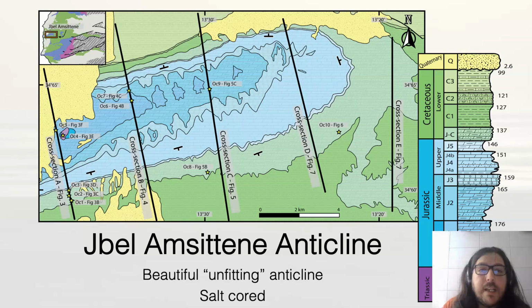A level to notice is the JC level. This is the first green level that we have in the map, this unit over here, which marks the transition between the uppermost Jurassic and the lowermost Cretaceous periods. And what I will show from now on is a standard structural field study with several cross sections and field evidence, nothing fancy.